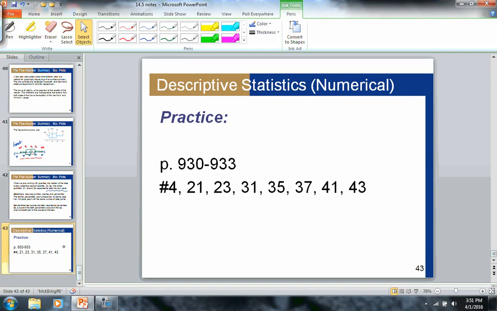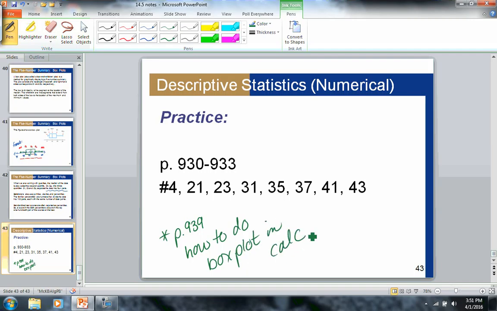Now, you can also do your box and whisker plots in your calculator, and the steps for doing that are on page 939 in your book. So that's how to do the box plot in your calculator. And that's kind of a cool feature, and it's not that complicated to plug in the information because you're just plugging in the 5-number summary. So you do have to actually find those 5 pieces of information first to put them into your calculator, but then the calculator will graph the box and whisker plot for you. So that's kind of cool, and we can take a look at that in class.